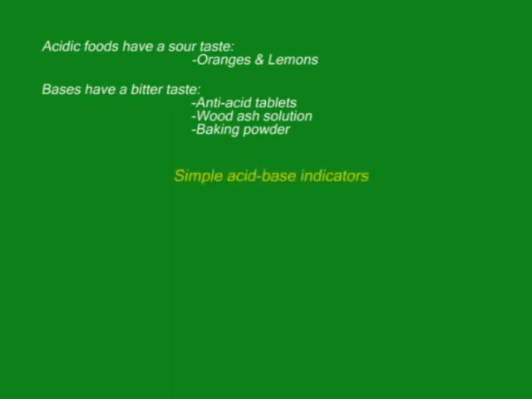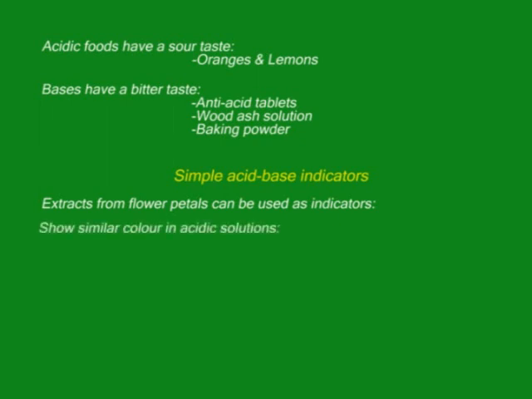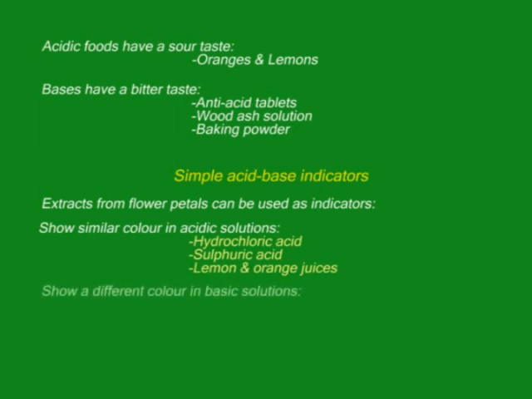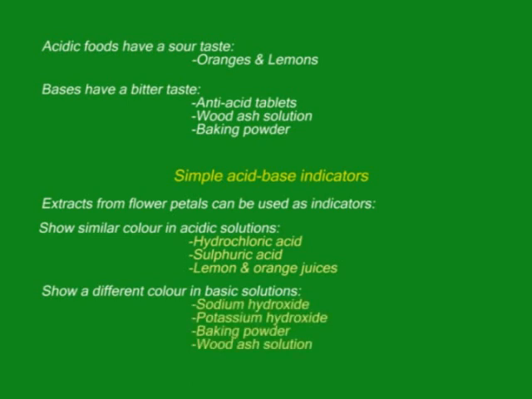Simple acid-base indicators. When flower petals are crushed and an organic solvent added, a deeply colored solution is formed. This solution gives the same color when added to acidic solutions like hydrochloric acid, sulfuric acid, lemon and orange juices. It will then give the same color in basic solutions like sodium hydroxide, potassium hydroxide, baking powder, and wood ash solution. This color is, however, different from that in acid. The extract will, however, have no effect on solutions like water, salt solution, and sugar solutions.